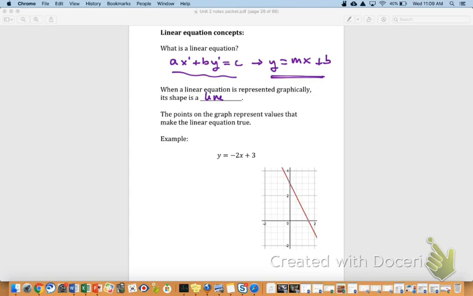Okay, so the points on a graph of a line, this is a really important concept. The points on the graph of a line stand for values that make the linear equation true. So let me give you an example. I've got this lovely linear equation right here, and then I've got its graph over here. Can anybody find any points on that graph that are actually on the line? What would be a suggestion? What do you see? The 3? So remember, points on a graph are always going to be something, comma, something. It's going to be an x, comma, y.